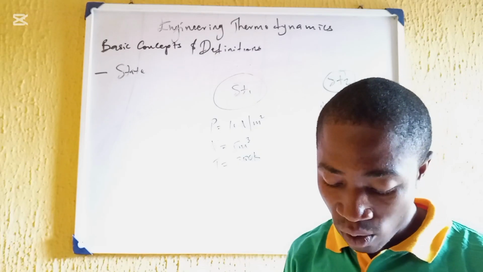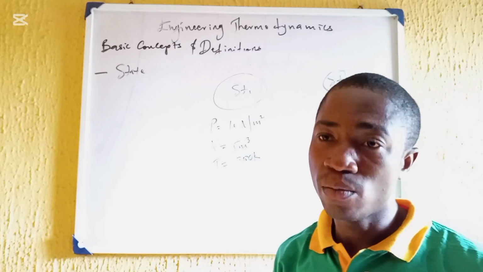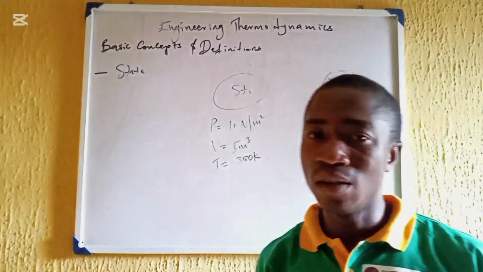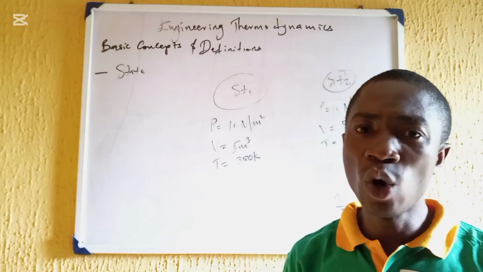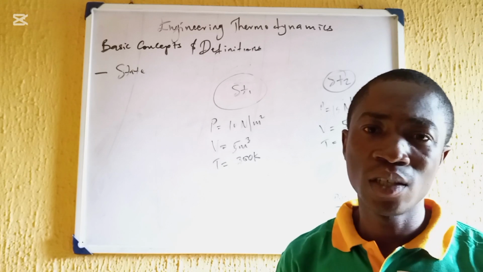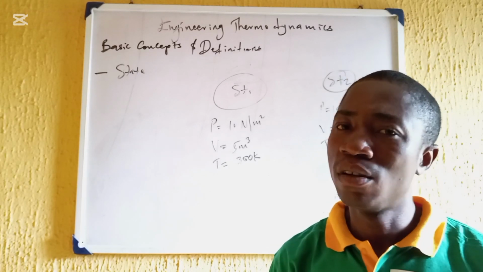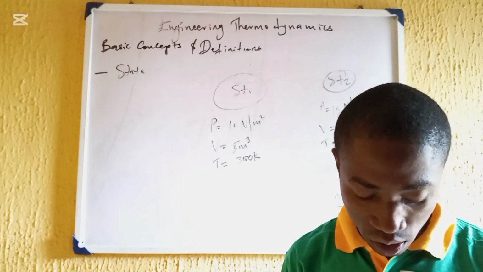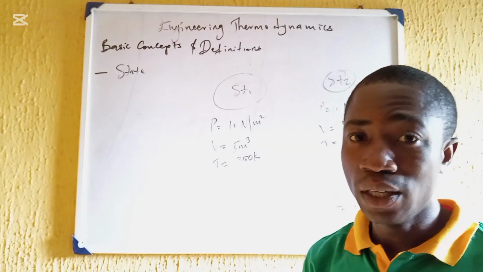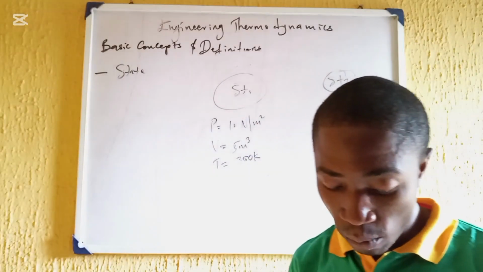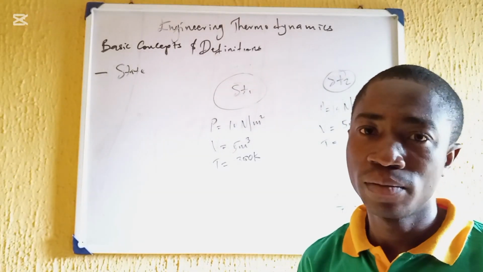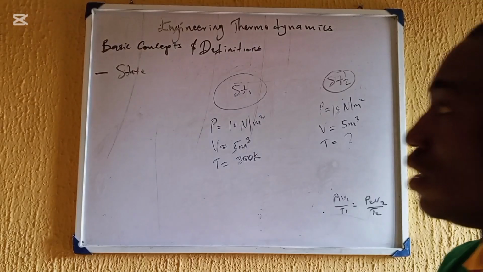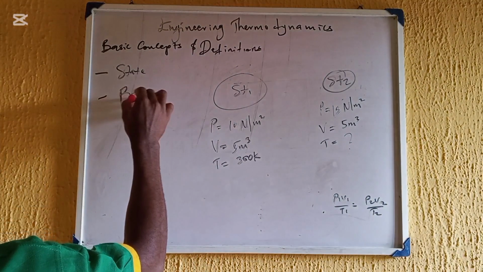Another thing is steady state. This happens when the properties of a system remain the same with time. So if the properties of a system don't change with time, we have the same values for the properties for a particular period of time. Of course, it's in steady state because the properties do not change. That takes us to the next thing, process. It is a transformation from one state to another. So when I'm leaving state 1 and going to state 2, it is called a process.